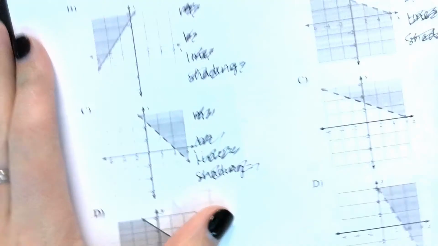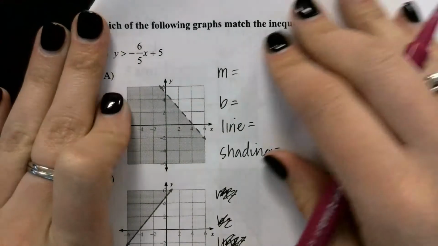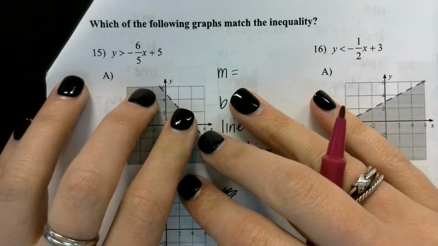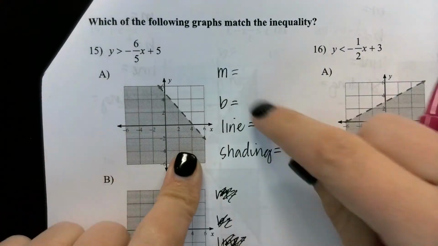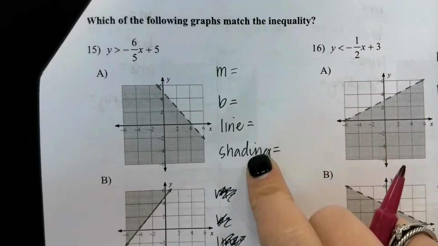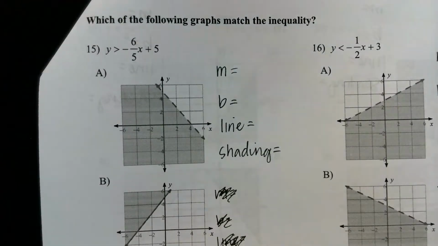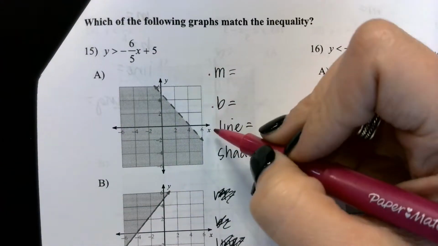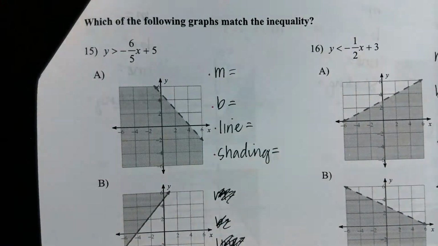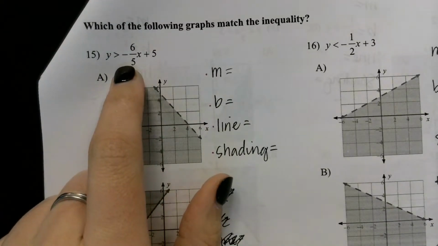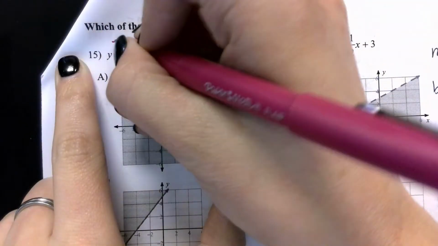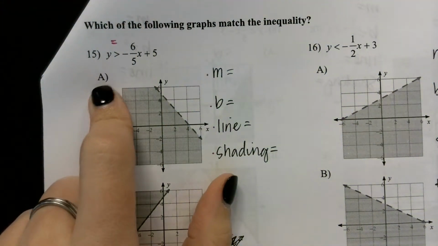So if you want to know how to do the stuff that we're doing tomorrow, it says which of the following graphs match the inequality for number 15. I haven't written this on your packets, but I would like you to include these 4 things: your M, your B, the line, and the shading. Those are the 4 things I want you to have whenever we do inequalities. We're going to treat inequalities like they're lines up until we have the sign and what type of shading it means. So looking at this inequality, we're going to treat the inequality sign as an equal sign for most of the steps.